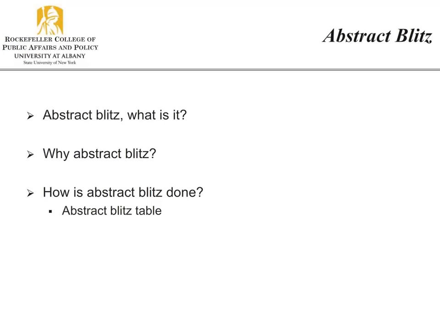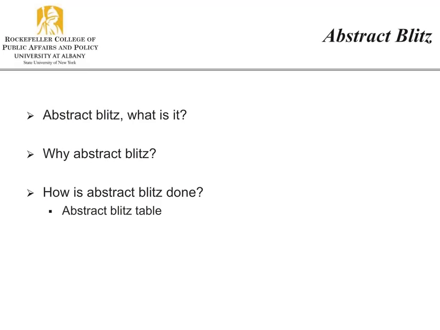Simply put, an abstract blitz is one of many methods that can be employed during research to collect sources relevant to that particular research in one place. It can be used not only for political science, but also for other social sciences such as sociology, economics, anthropology, etc. It can also be used for natural sciences such as physics, chemistry, biology.